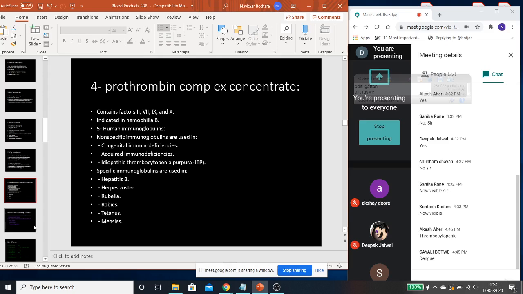Then next is prothrombin complex concentrate, which is one more type, and it contains factor 2, factor 7, factor 9, factor 10. Again it is indicated in hemophilia, but this is in hemophilia B. Then 5 types of human immunoglobulins are there. They are non-specific immunoglobulins, and they can be used in congenital immunodeficiencies, where the person has very little immunity; acquired immunodeficiencies, for example HIV; and idiopathic thrombocytopenic purpura. Then specific immunoglobulins are used in hepatitis B, herpes zoster, rubella, rabies, tetanus, measles.